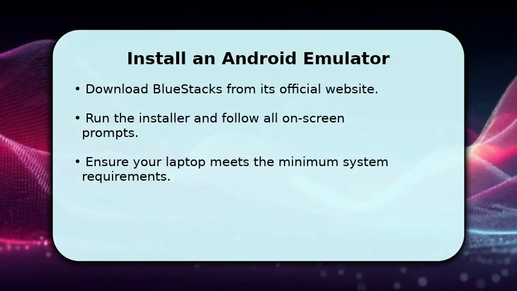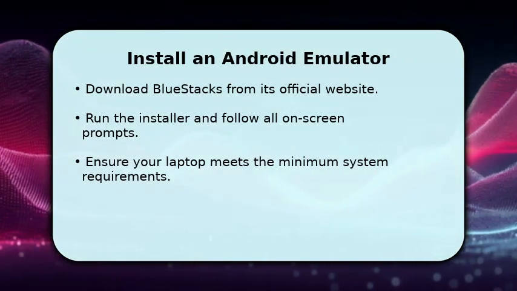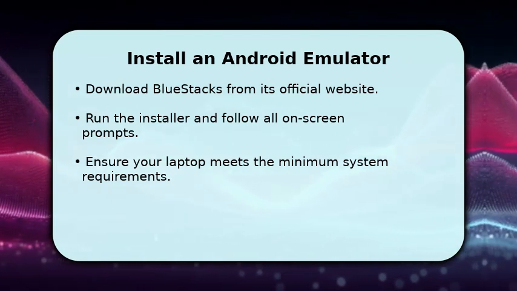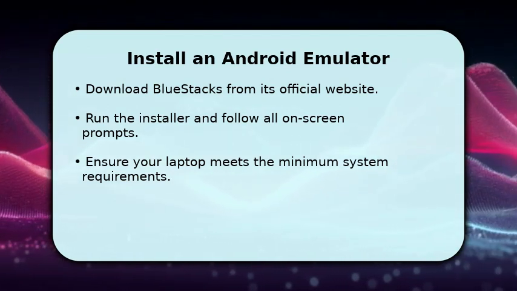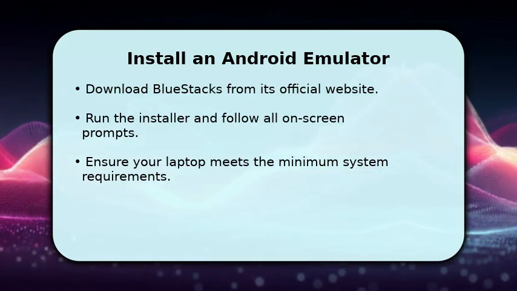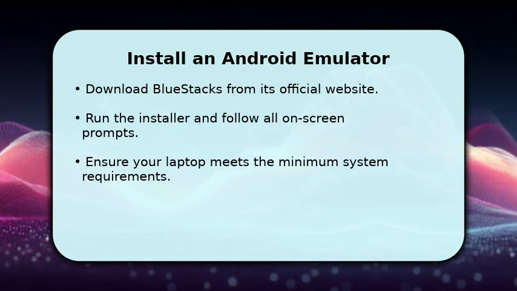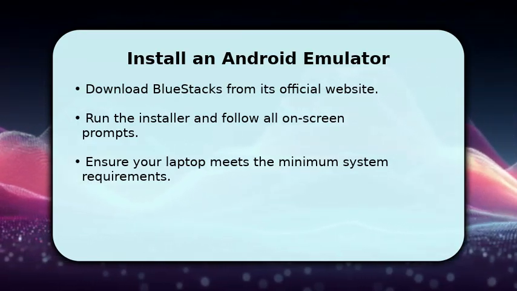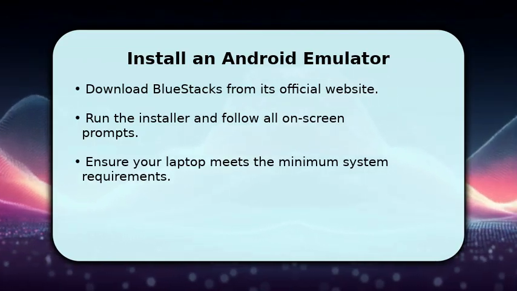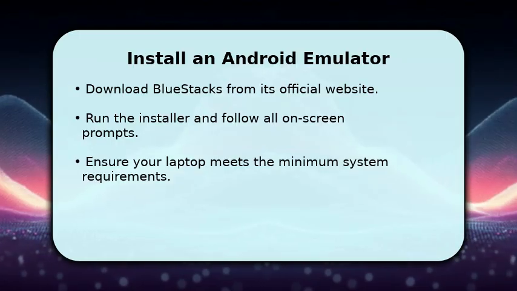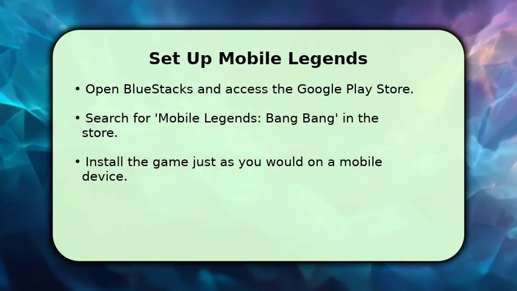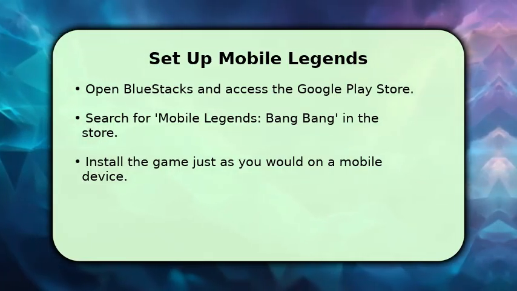To begin, navigate to the official BlueStacks website using your web browser. Locate and download the installer file for your operating system. Once the download is complete, launch the installer and carefully follow the instructions provided. It's important to ensure your laptop has at least 4 GB of RAM and 10 GB of free disk space for optimal performance. After BlueStacks is successfully installed and launched, you'll find the Google Play Store within the emulator.